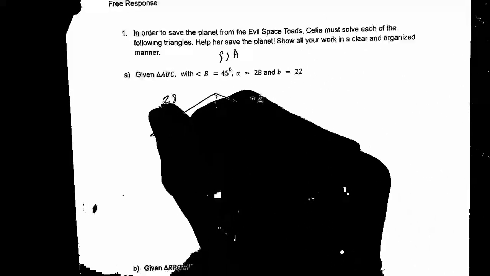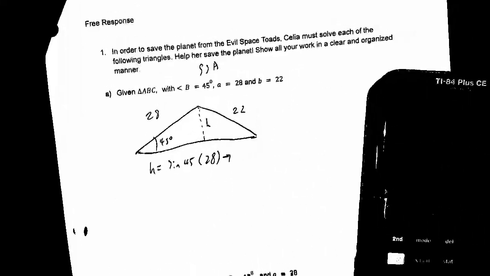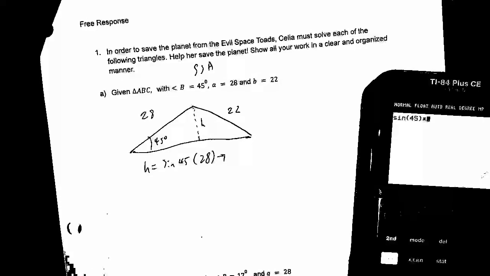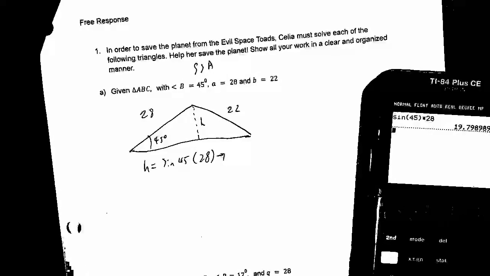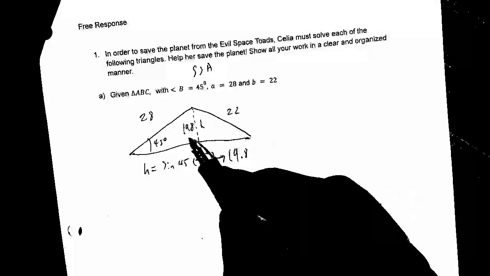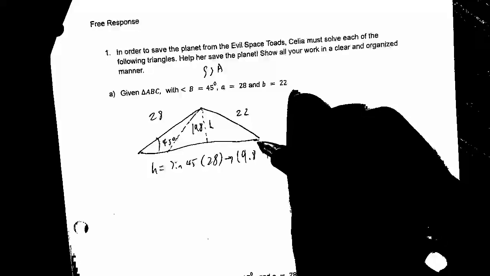So to find the height, it's equal to sine 45 times 28. Let's figure that out. Sine 45 times 28 is 19.8, right? So what that means is that because this opposite side is bigger than the height but less than the adjacent, we're actually getting these two triangles here. So we get this triangle and this triangle, okay?